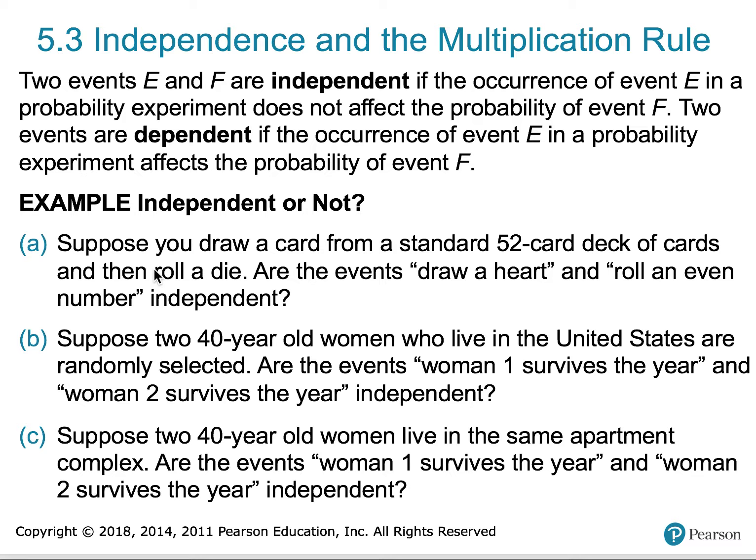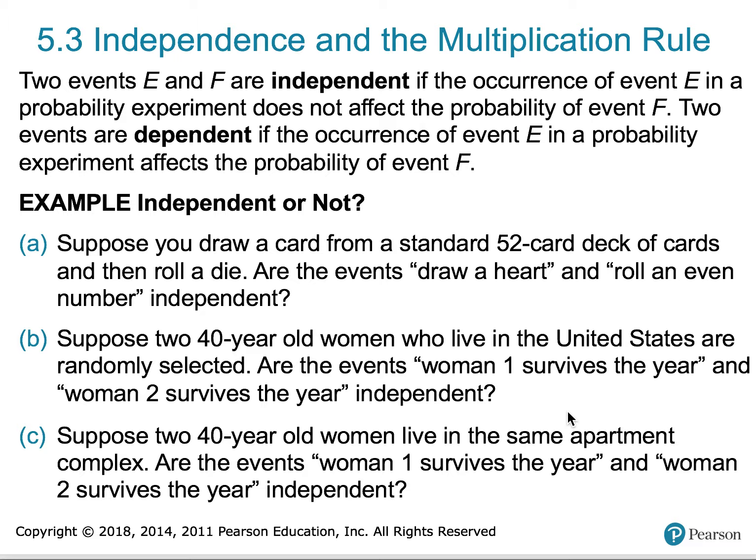So look at these questions. Suppose you draw a card from a standard 52 card deck of cards, and then you roll a die. So your two events are you draw a heart and then roll an even number. Are those independent? Okay, whether or not you draw a heart, does that have any effect on what number you roll on that die? No. So yes, these are independent.